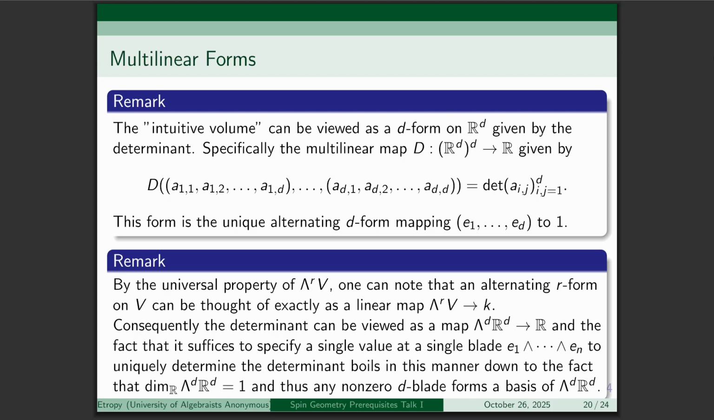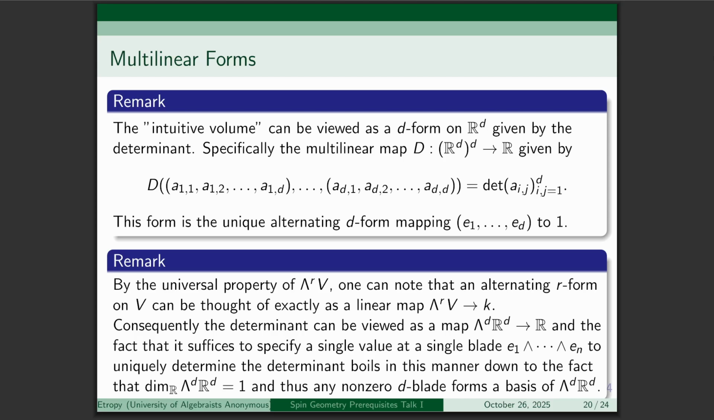And so it suffices to define our determinant map on any one d-blade. It will be a basis, as long as it's not 0, of course. It will be a basis for our exterior power, and so this will uniquely define an alternating d-form on R^d. In general, there exists, up to scaling, only one alternating d-form on R^d.